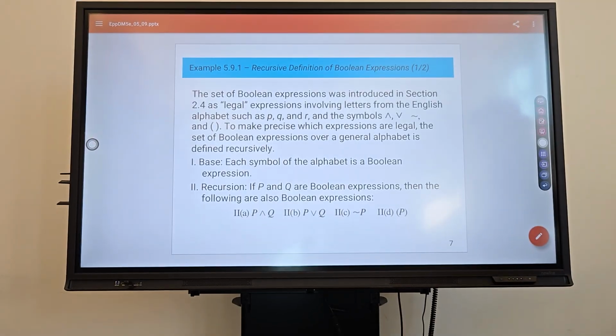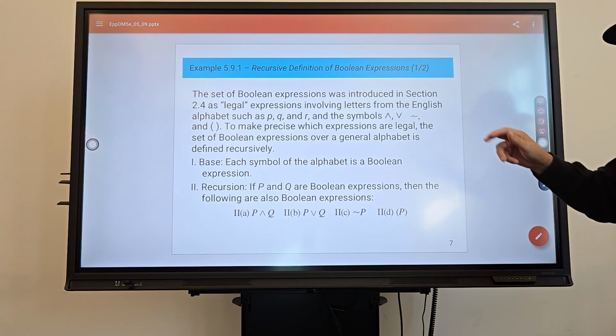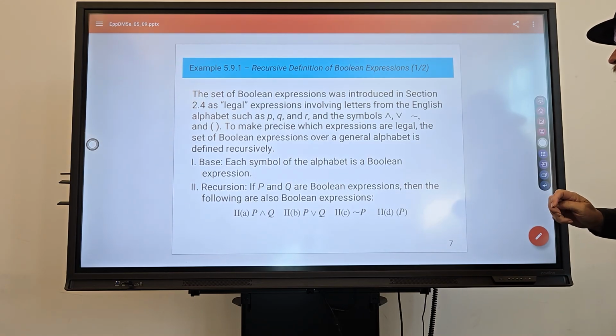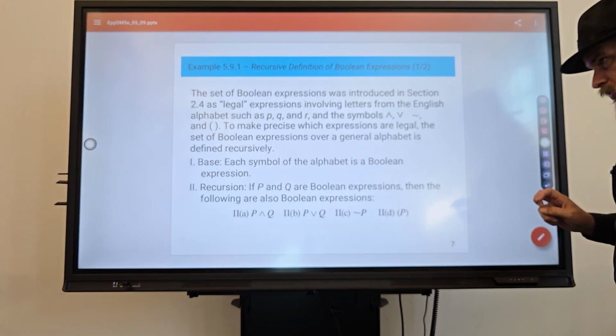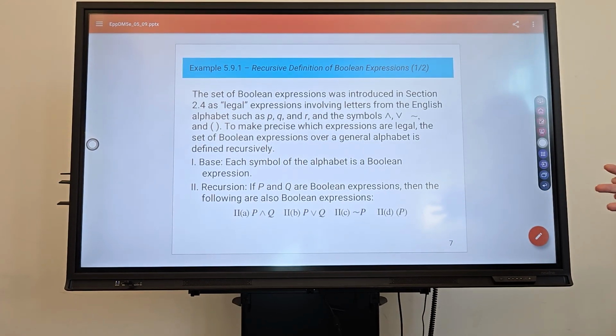The set of Boolean expressions was introduced in section 2.4 as legal expressions involving letters from the English alphabet such as P, Q, and R, and the symbols here, including the parentheses, to make precise which expressions are legal. The set of Boolean expressions over a general alphabet is defined recursively. Each symbol of the alphabet is a Boolean expression.